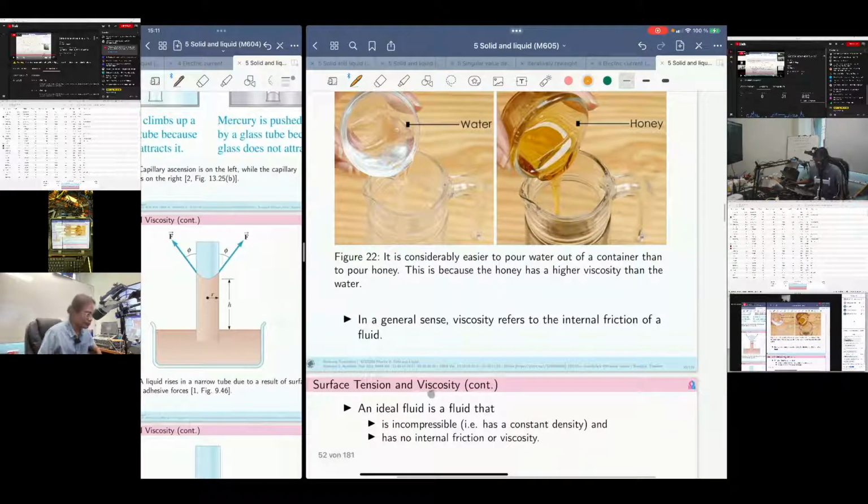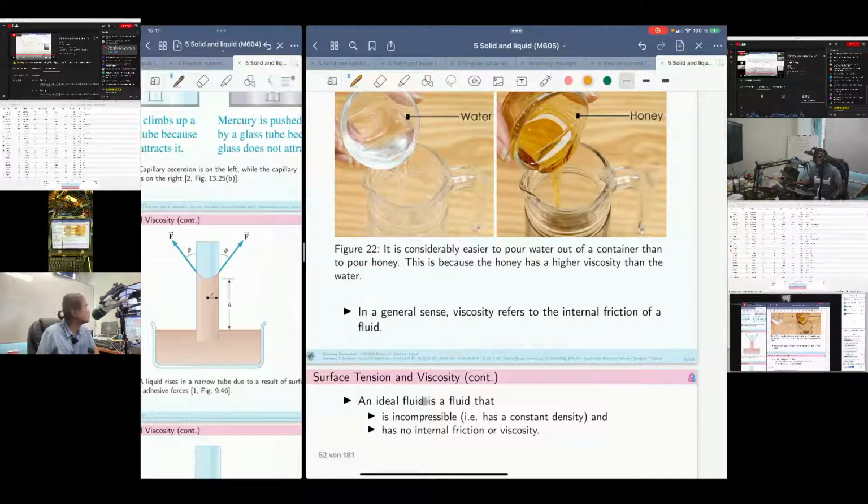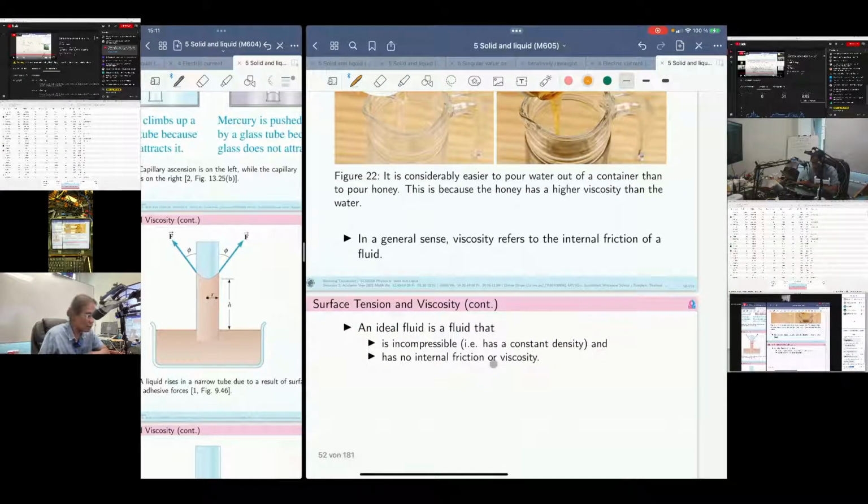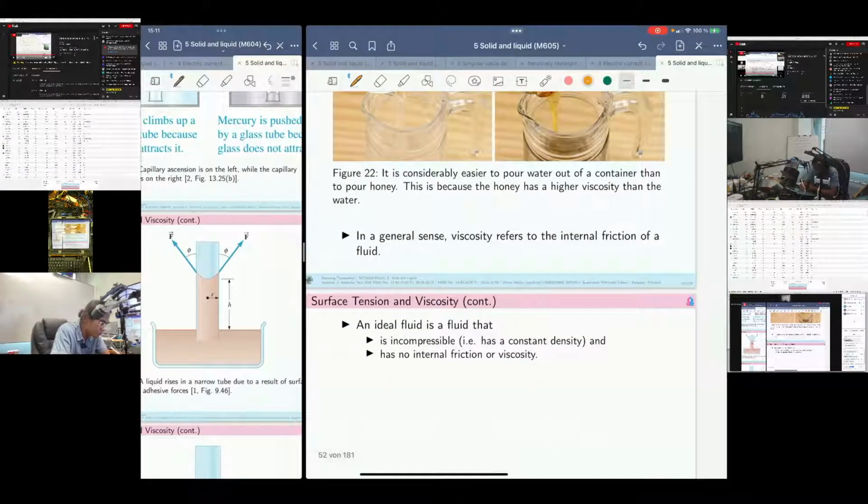Okay, and before we go to the realistic case of the fluid, we would first talk about the ideal fluid. Okay, ideal fluid is the fluid that is incompressible. Okay, it means it has a constant density. What is the reason why they say constant density? Because if you take a look at this, rho is m by v, right?